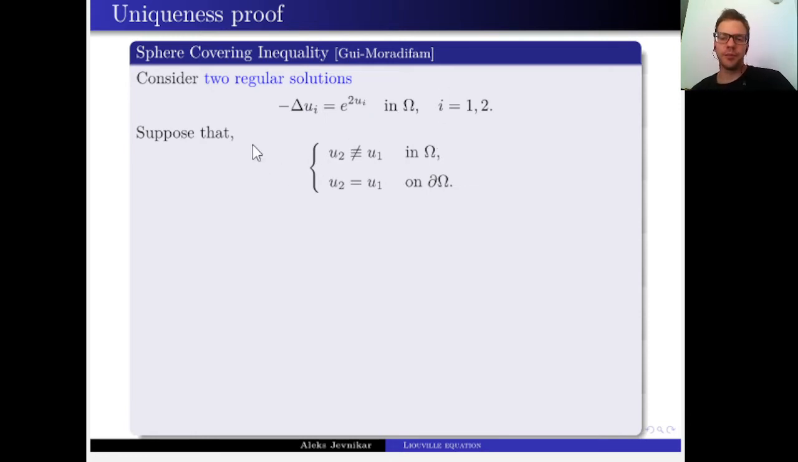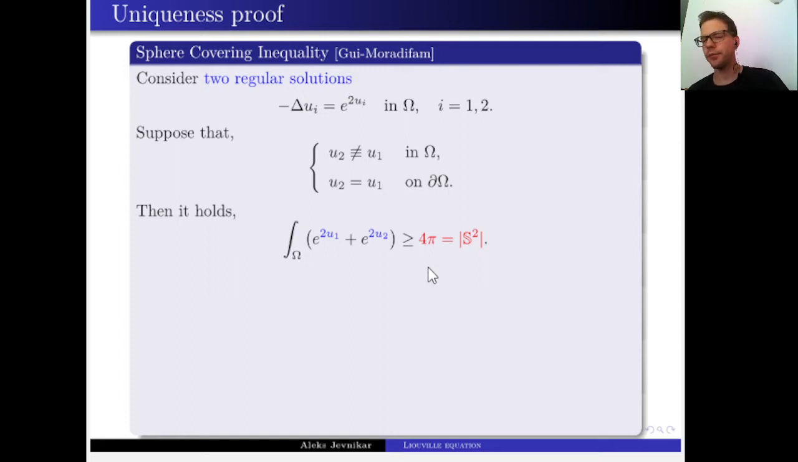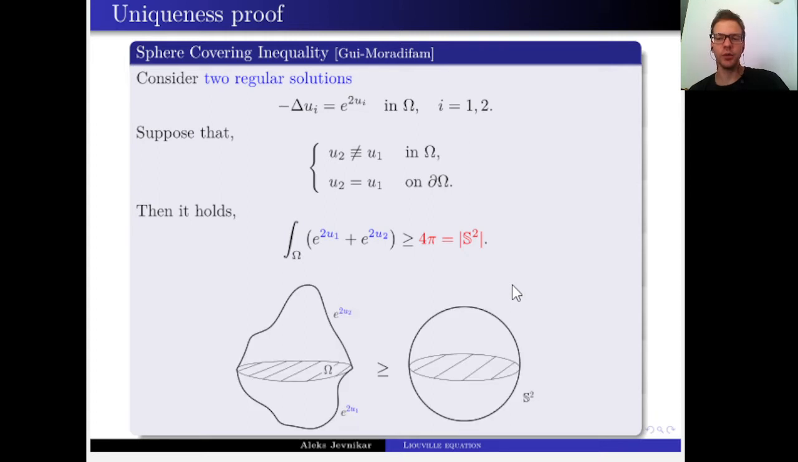So under extra assumptions, which I will not recall here for simplicity, suppose that you have two different solutions which agree on the boundary for this problem. What you can show is that the total integral of the sum of the two solutions is bounded from below by 4 pi, which is exactly the area of the sphere.